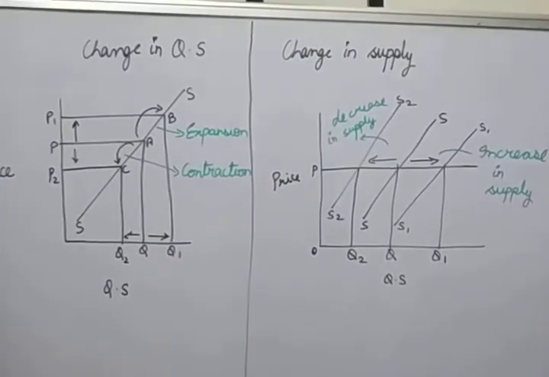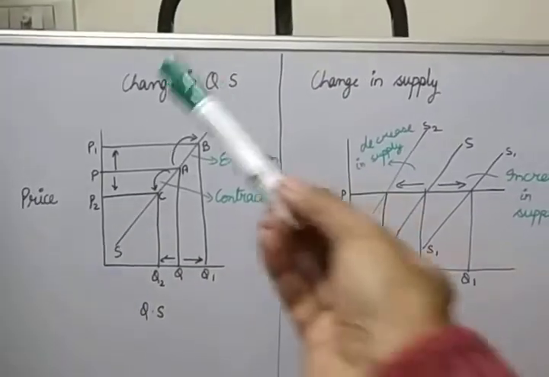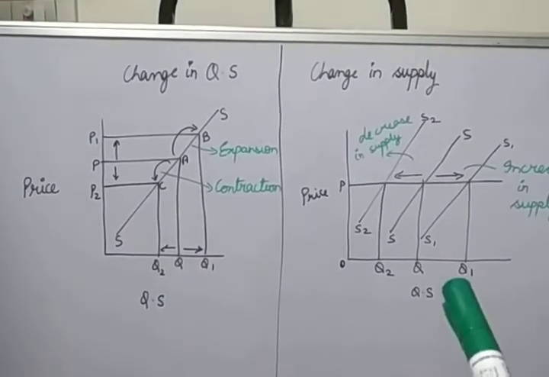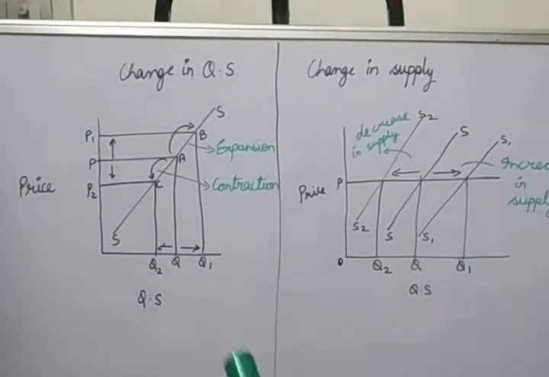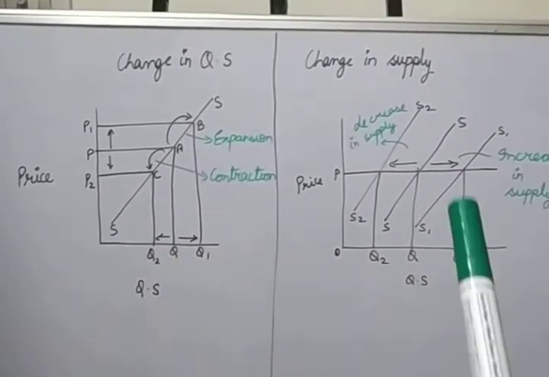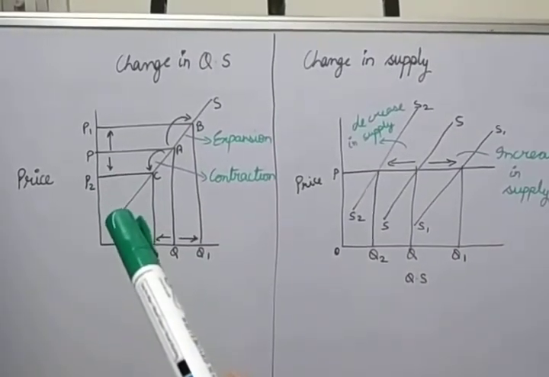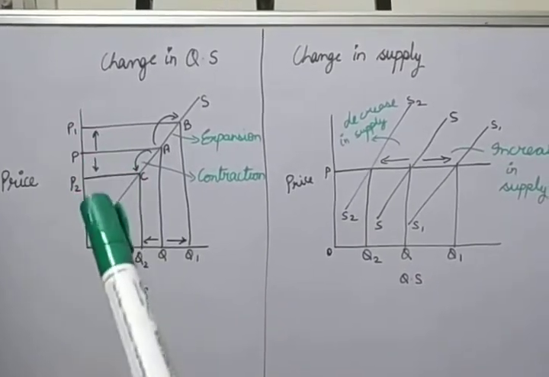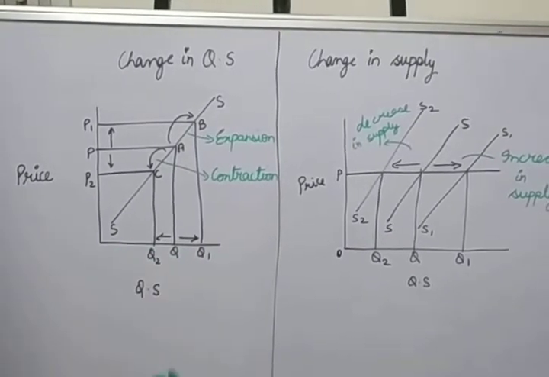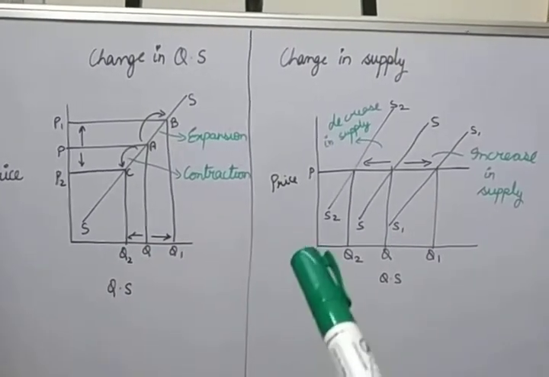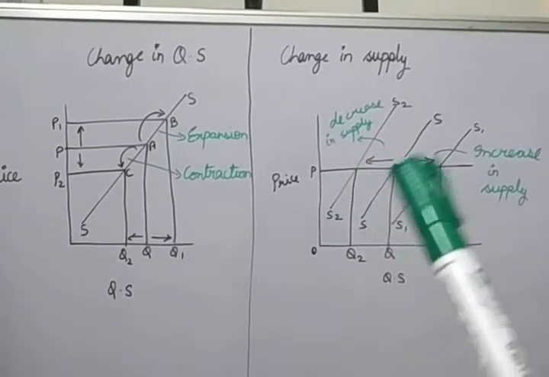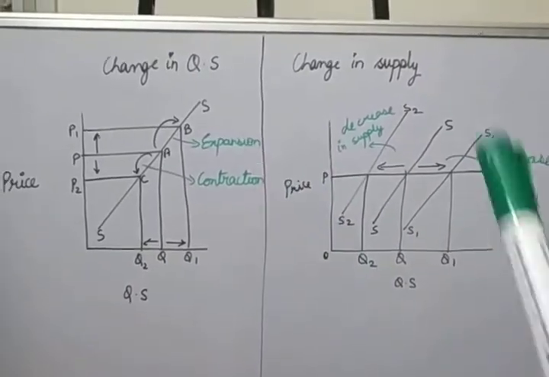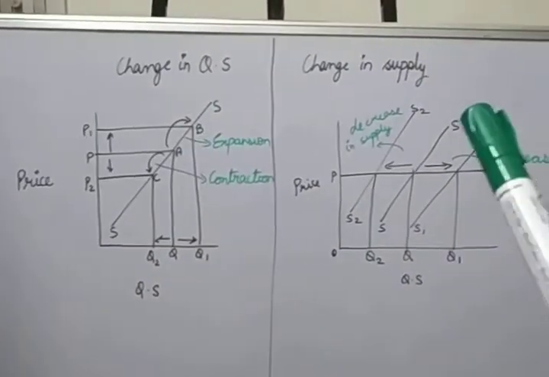Now the next topic which we are going through today is change in quantity supplied and change in supply. The same topic we have already done in the demand chapter also. Now first of all, you can see the difference between both the diagrams. In the first diagram you can see that price changes from P to P1 and then it decreases from P to P2, and quantity also increases and decreases. Whereas in the second diagram you can see that the price remains constant and the supply increases and decreases.